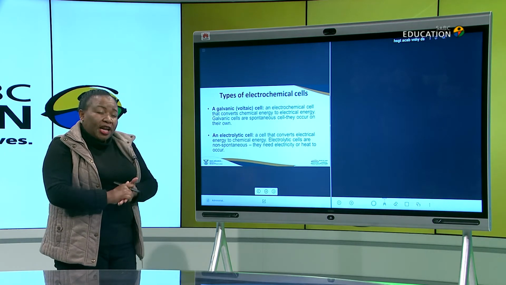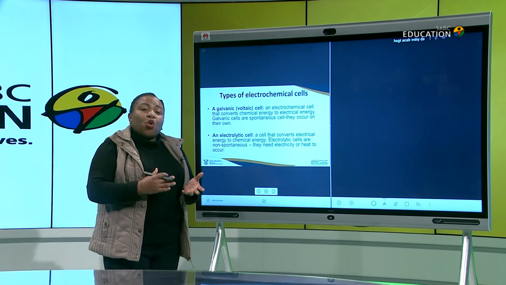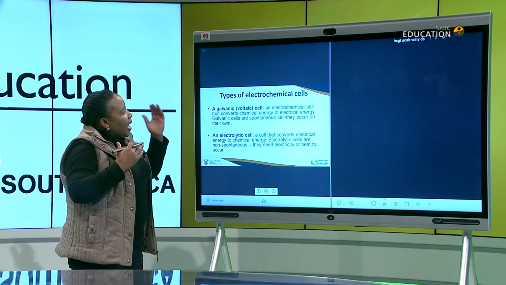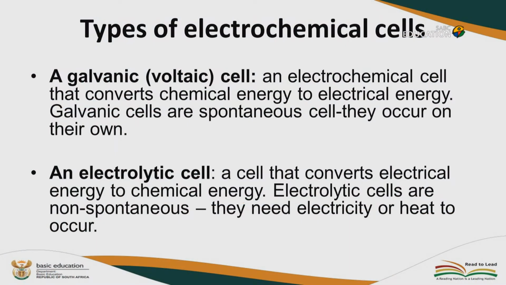Now, we have two types of electrochemical cells. Even though today we are going to look at only the galvanic cell, it is very important to know the distinction between a galvanic cell and the electrolytic cell. A galvanic cell is the electrochemical cell that converts chemical energy to electrical energy, meaning that for a galvanic cell to exist, you must firstly have chemical energy as part of your reactants so that you can produce electrical energy. And galvanic cells are spontaneous, they undergo spontaneous reaction. They occur spontaneously on their own.